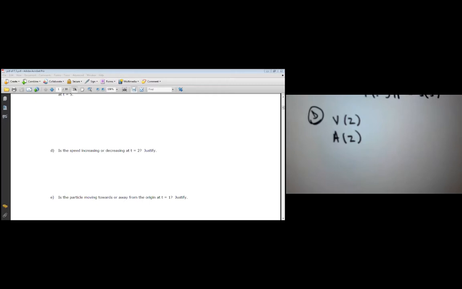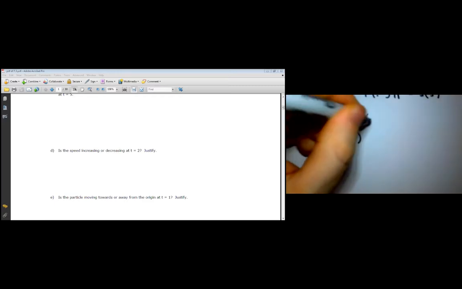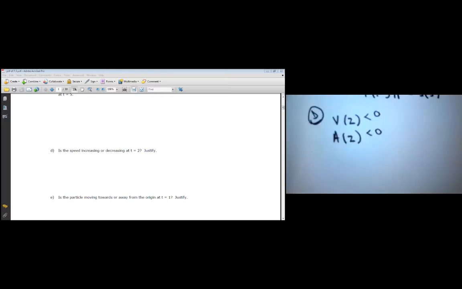I don't know what the exact numbers are, but I got v of 2 and a of 2 were both negative. Both negative. Therefore, what are we doing? It's speeding up. Therefore, speeding up. All right, last one. I don't know if we've talked about this yet. Is the particle moving towards or away from the origin at t equals 1? Let's talk. Towards or away from the origin?